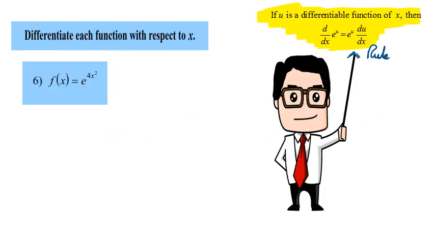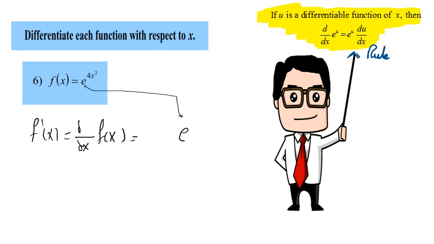Differentiate each function with respect to x. So the derivative of the function, or d by dx for f of x, is equal to: I put down the exponential function e to the power of 4x squared, multiplied by the derivative of the exponent. The derivative of the exponent is 8x, so it's 8x e to the power of 4x squared.